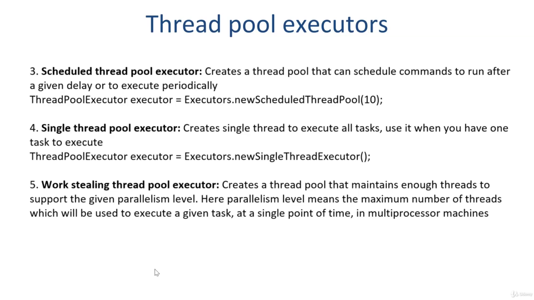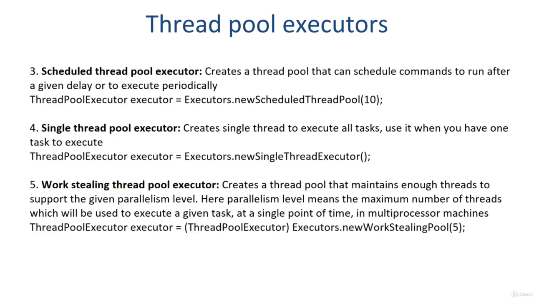Work stealing thread pool executor creates a thread pool that maintains enough threads to support the given parallelism level. Here, parallelism level means the maximum number of threads which will be used to execute a given task at a single point in a multiprocessor machine. And we'll be seeing more of this example with the implementation of our fork join framework. Here you create the thread pool executor: executor = Executors.newWorkStealingPool.